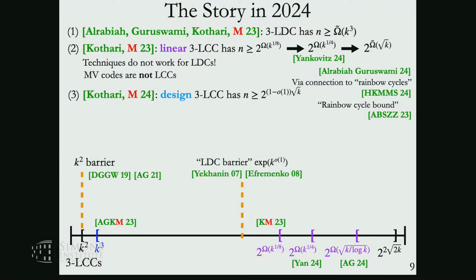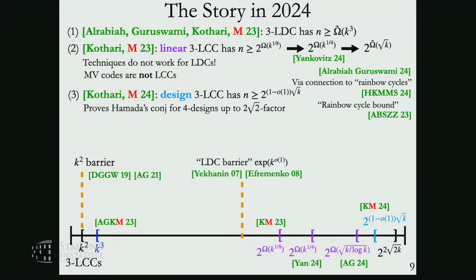And concurrently with this paper, Pravesh and I proved that for design 3 LCCs, we get a lower bound that's 2 to the 1 minus little o of 1 times root k. So basically up to this very small little o of 1 factor, we get a 2 to the root k bound. There's no hidden constant there at all. And as you can see down here, up to this 2 root 2 factor, this is really, really close to tight. And this in particular proves Hamada's conjecture for 4 designs up to this 2 root 2 factor.